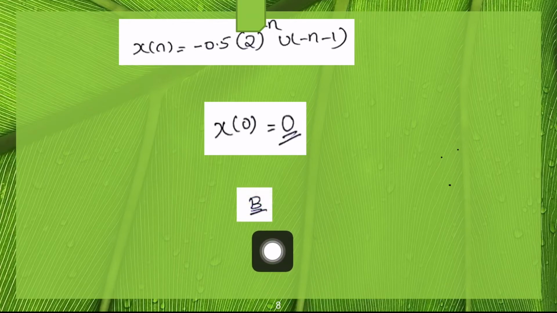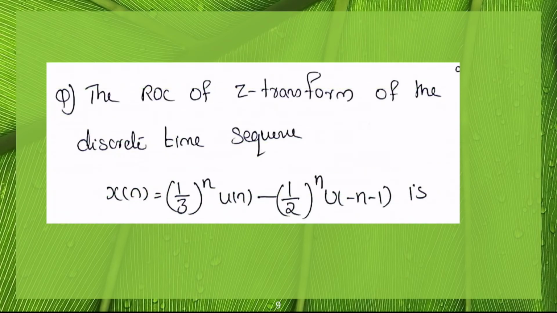Got it? Let us move ahead and see the next question. The ROC of Z transform of the discrete time sequence x of n is equal to 1 by 3 whole raised to n u of n minus 1 by 2 whole raised to n u of minus n minus 1 is. Four options are given.